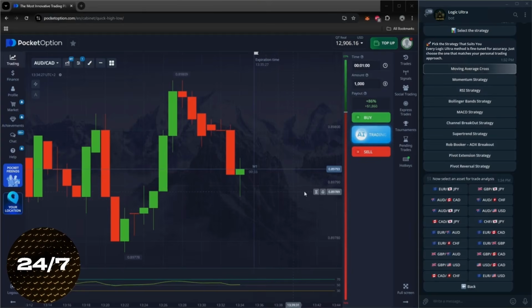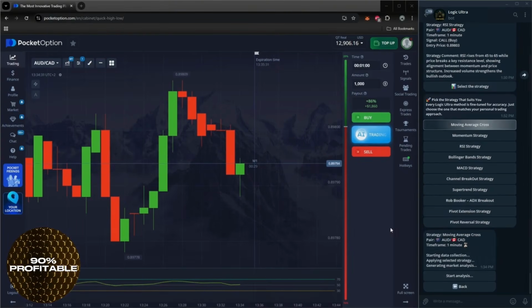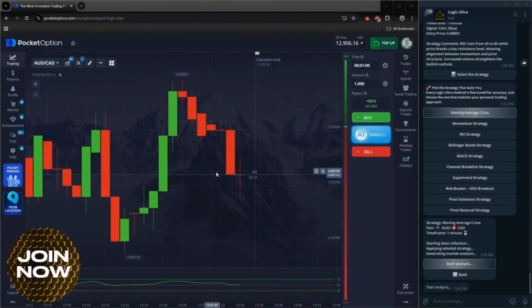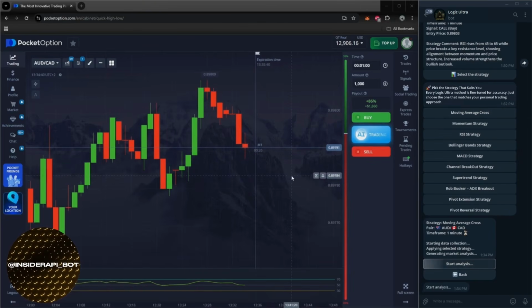And now let's go and select a different strategy. Let's select moving average strategy for now, and now let's do the same asset, right? Why not? 86% payout. So let's go ahead, 1 minute, press start analysis, and that's how simple it is. Simple 3 clicks. You just select the strategy that you like, and you are good to go. So let's wait for the analysis to be done.